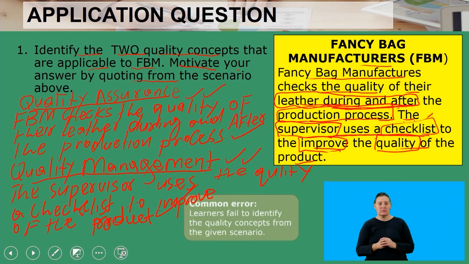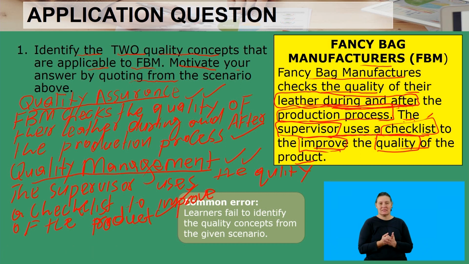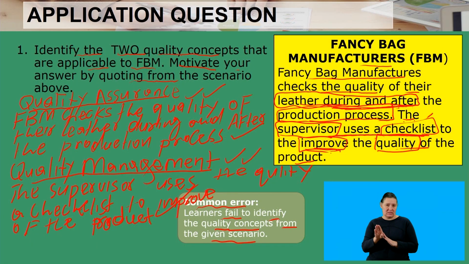However, there is this, which you should take into consideration. Common errors: learners fail to identify the quality concept from the given scenario. Why? Because they don't identify the keywords. Your keyword here was the checklist. And another keyword was the improvement. The supervisor using a checklist, which is a tool used to improve the quality of a product. There is only one quality concept that talks about improving the quality of a product, which is quality management. This is what you should keep in mind when you prepare for your studies and for your assessments.